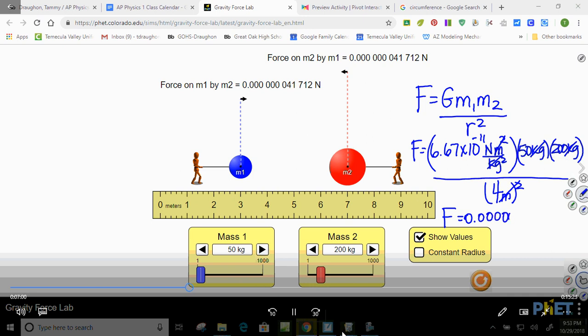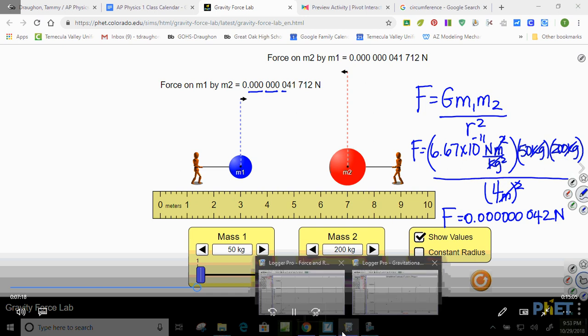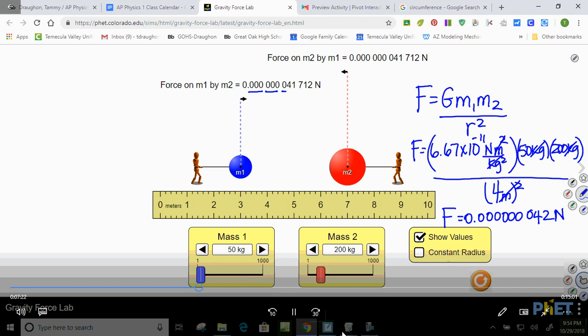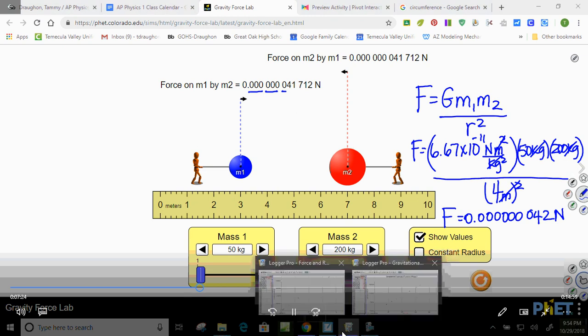Okay, and it turns out that we have 7 zeros and then 4 2 on my calculator screen. And if I compare that to what's on the screen for the force, it rounds to be the same number. And of course, that is in newtons. Okay, so now we have shown that this is the equation or the model for gravitational force.